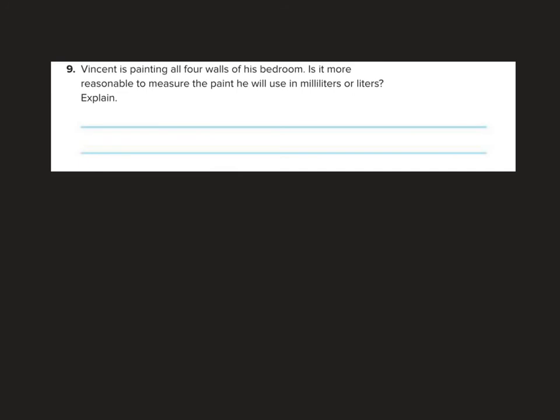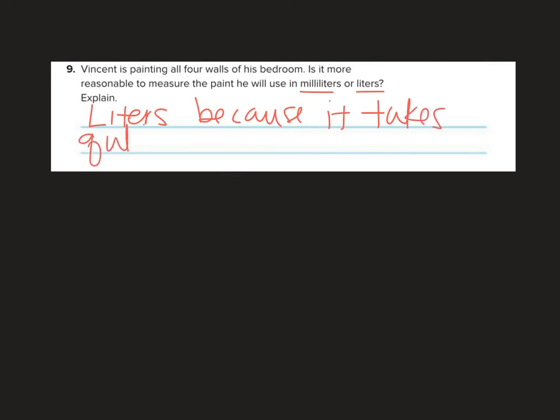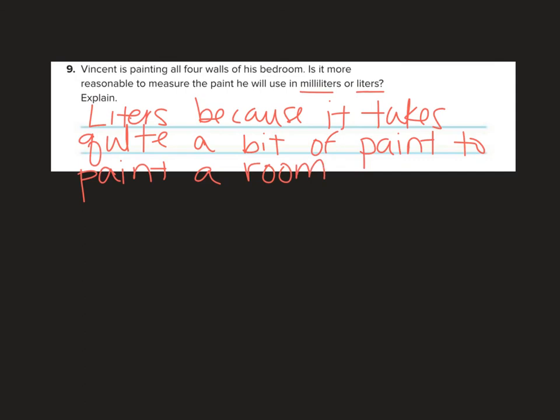Vincent is painting all 4 walls of his bedroom. Is it more reasonable to measure the paint he will use in milliliters or liters? We would want to do liters because it takes quite a bit of paint to paint a room. So we're going to do liters.